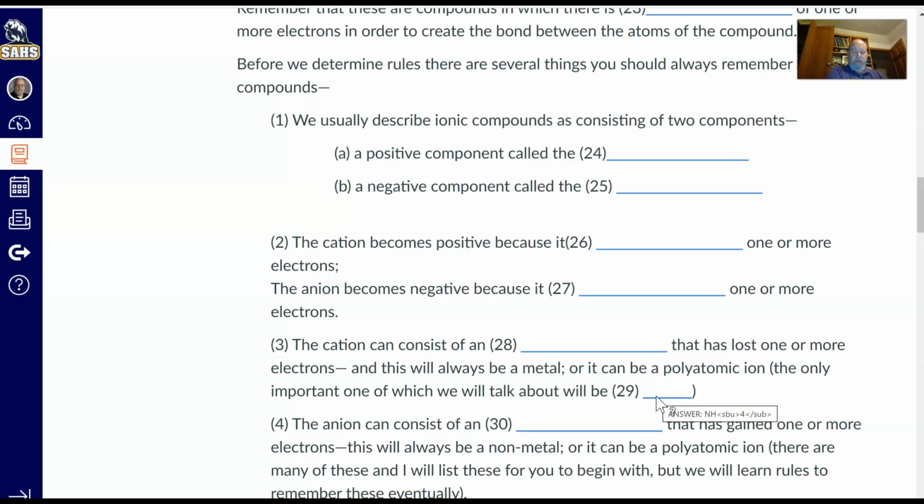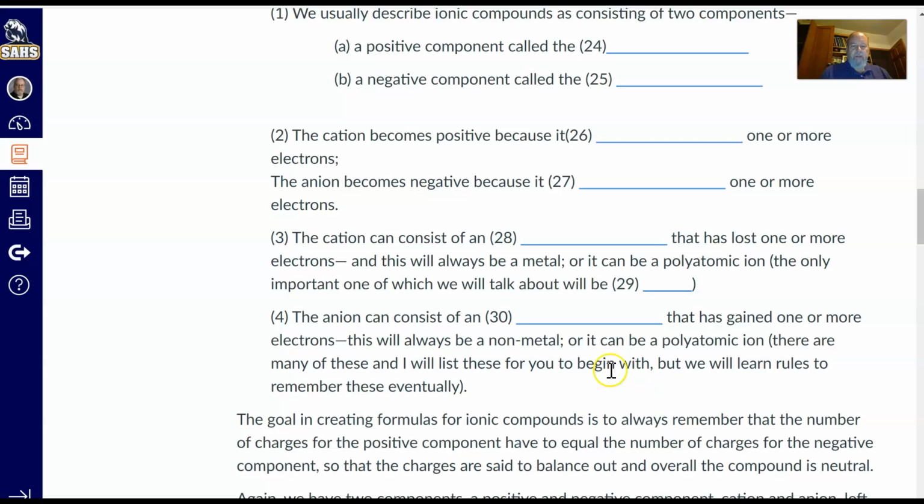Okay, now it's not letting me put in a subscript here, so the subscript NH4 is what that's supposed to be there, NH with a subscript of 4. Okay, so cations can either be, and usually will be, metal ions or a polyatomic ion, the only one of which is NH4. The anion can also consist of elements that have gained 1 or more electrons. This will always be a nonmetal, or it can be a polyatomic ion, and we've seen lots of those. Okay, we've listed out a fair number of those.